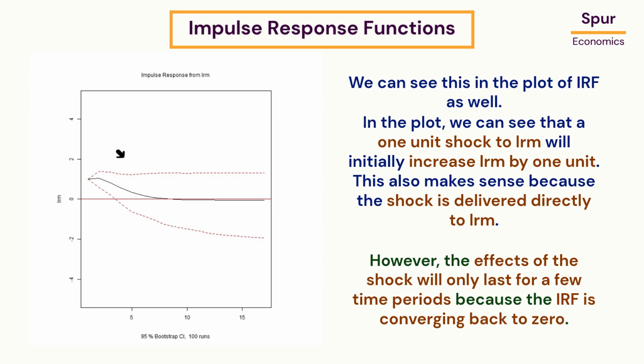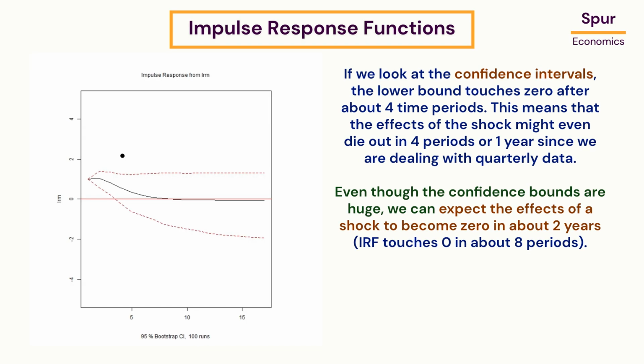We can see this in the plot of IRF as well. In the plot, we can see that a 1-unit shock to LRM will initially increase LRM by 1 unit. This also makes sense because the shock is delivered directly to LRM. However, the effects of the shock will only last for a few time periods because the IRF is converging back to 0. If we look at the confidence intervals, the lower bound touches 0 after about 4 time periods.